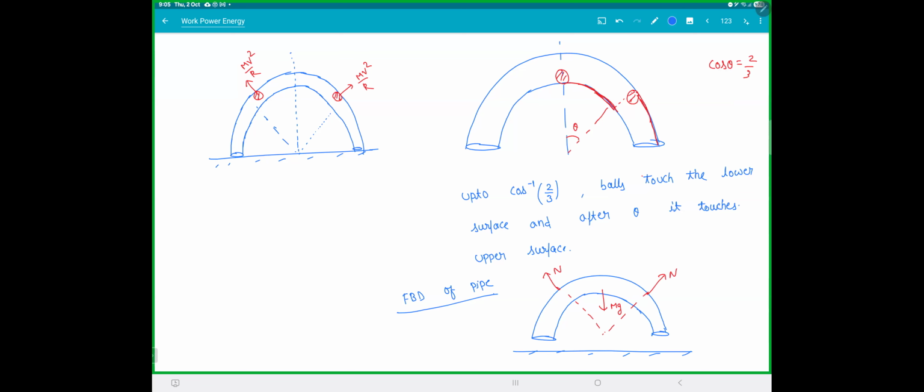I hope the whole context is clear now. So as these things are coming down, they'll increase in speed. As the speed increases, at some point, they'll lose contact with the lower surface. They'll go and hit the upper surface. Once you hit the upper surface, you're pushing that semicircular pipe outward. And since there are two balls, both are pushing with N and N, the vertical component is balancing mg. That is the reason this thing is lifting off the ground. Clear with this?